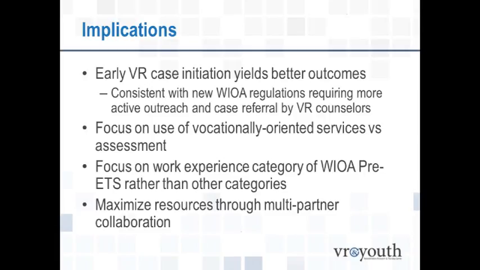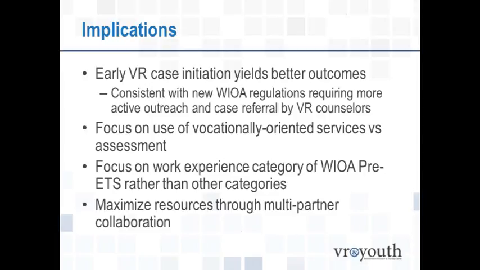And then finally, another key implication of all this is that through multi-partner collaboration, resources can be maximized. The fact that less VR money was spent on MSTC students versus non-MSTC students suggests that when partners are pooling their efforts and their resources on behalf of mutually served students, they'll all spend less money, or at least VR will, and better outcomes will occur, so that the resources are maximized for better outcomes. So the requirement in WIOA, for example, that VR and schools collaborate early and often is supported by the findings of this particular study.